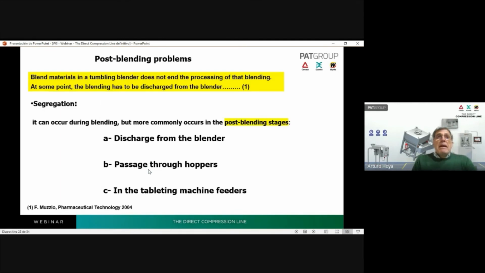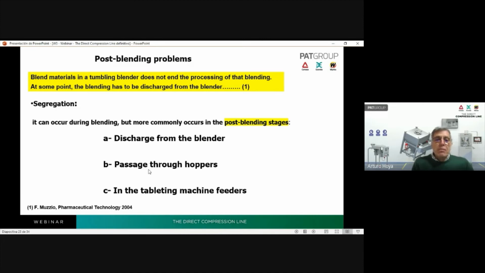Okay, but to this point, we speak about the generalities of blending. Let's suppose that with tumbling or with high shear, we obtain a uniform intermediate product. It is very good, it is excellent, but we can have a problem. The problem is post-blending problems.